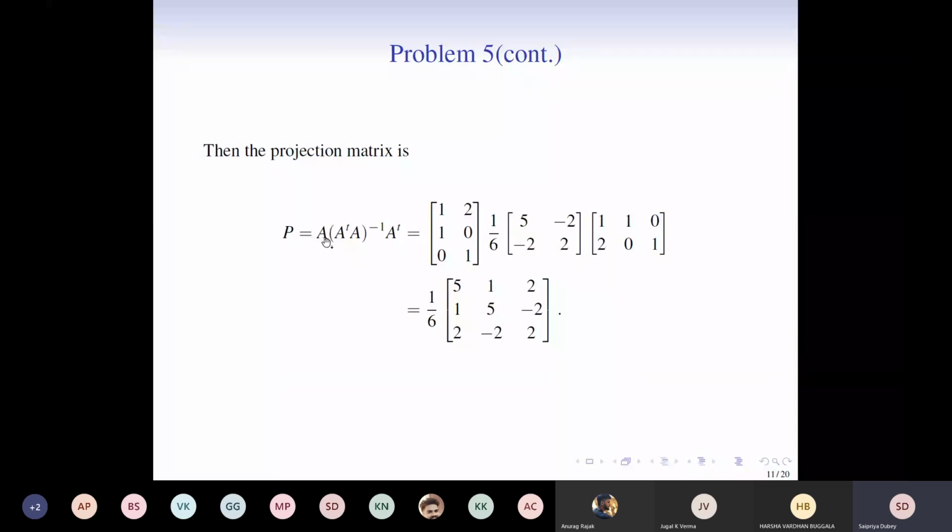Okay, that's the projection matrix P, which is defined to be this, is exactly equal to this. Yeah? So you just have to plug in the values of (A transpose A) inverse, which we calculated now, and again A transpose. So you just multiply to get this. This is the desired projection matrix. Okay.